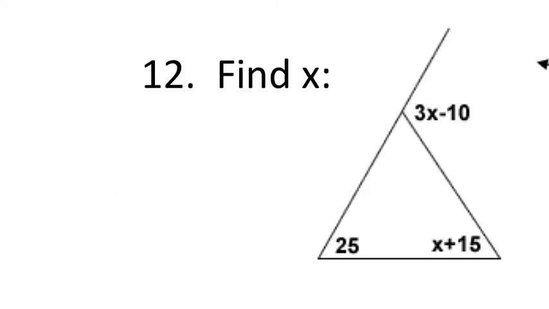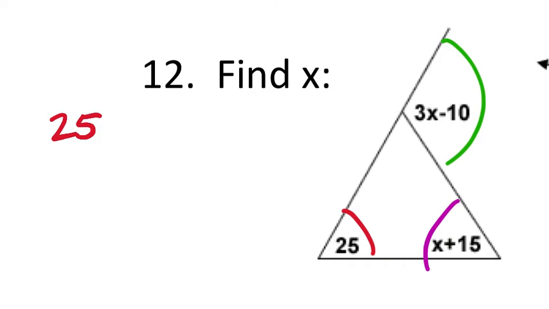So number 12, here's our alternate interior angles thing. So this angle here, 25 degrees, and this one, x plus 15, it has to equal this one on the outside right here, okay? Because this angle doesn't matter because these two are the same as the green one right there. So we're going to list them.